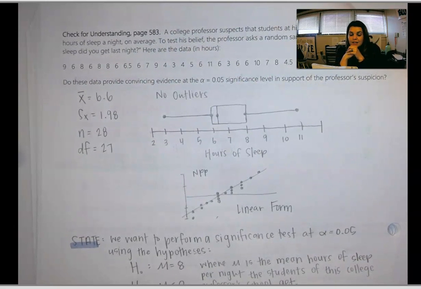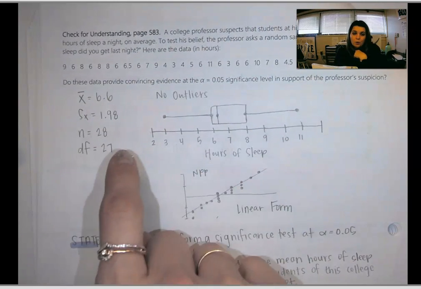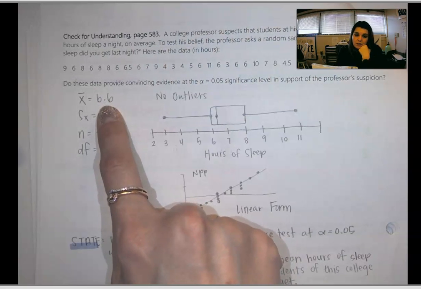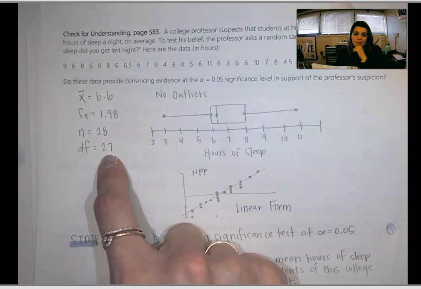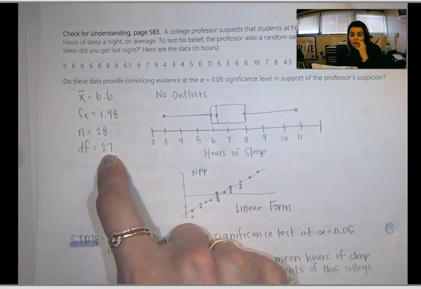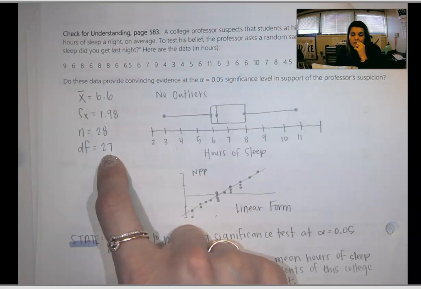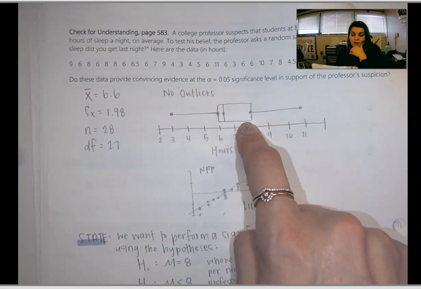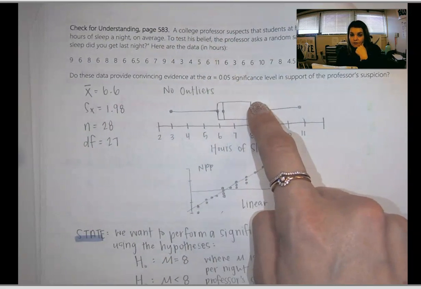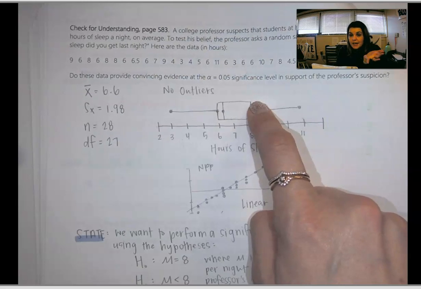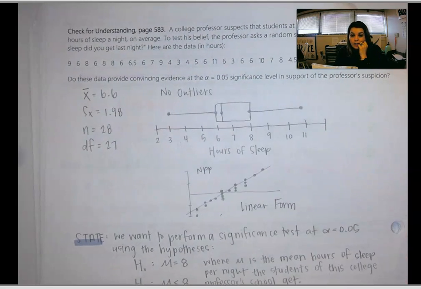So like I said, I did this a little bit differently. Because they gave me the data set, I just automatically pulled my stats that I knew I would need. So my sample mean, my standard deviation, I listed my sample size, and I thought, well, I might as well do my degrees of freedom while I'm at it. And then in that same window, the one variable stats window, I pulled my 5-number summary, double checking that there were no outliers.